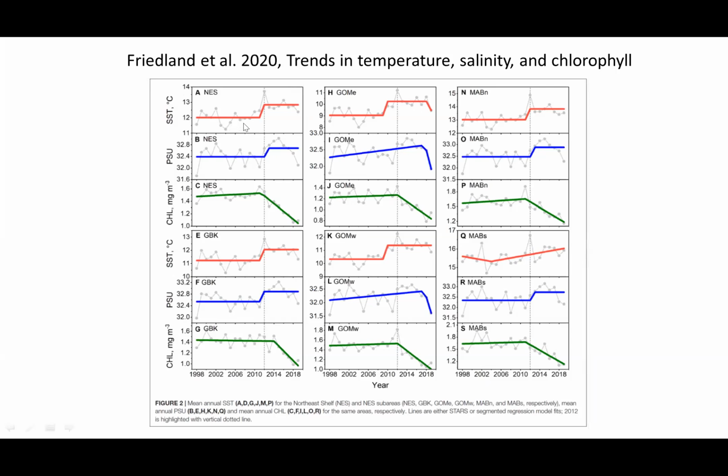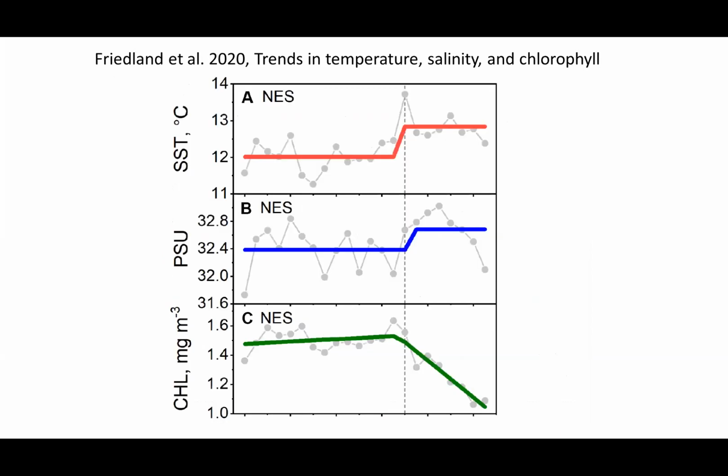And then the balance of the figures beyond panels A, B, and C are for other ecoregions out in the Northeast Shelf, but I won't go into that detail. But let me home in on A, B, and C to give you a sense of what we're seeing in this ecosystem. The top panel is sea surface temperature, the annual mean sea surface temperature for the Northeast Shelf. And it's marked quite dramatically by the highest temperature recorded for this ecosystem in 2012.